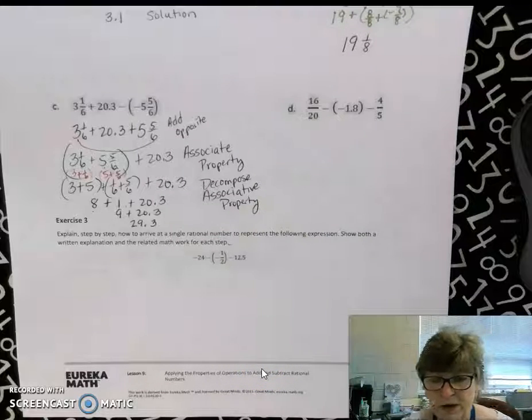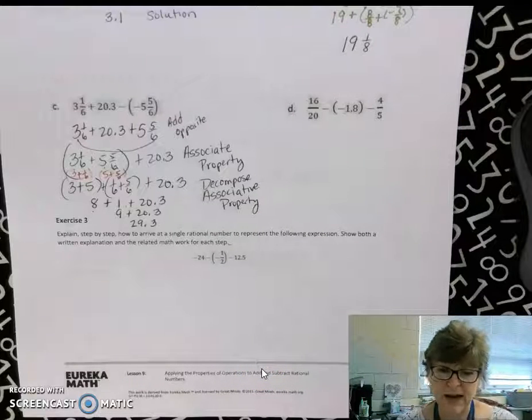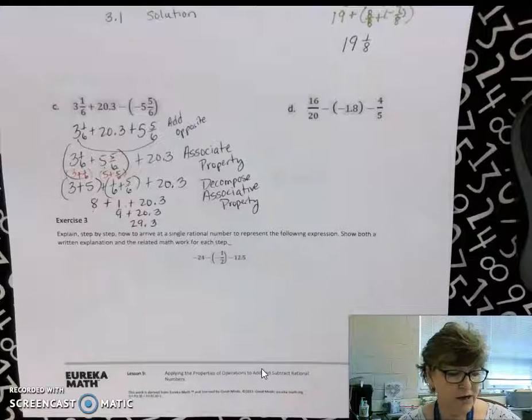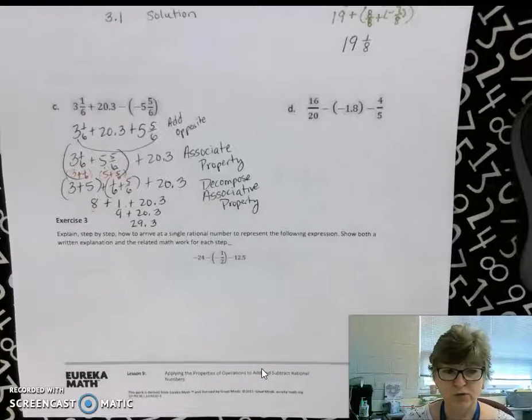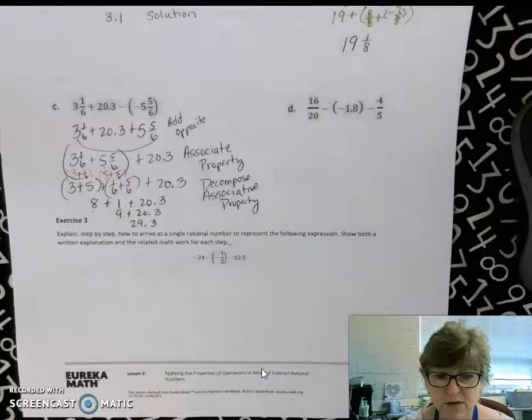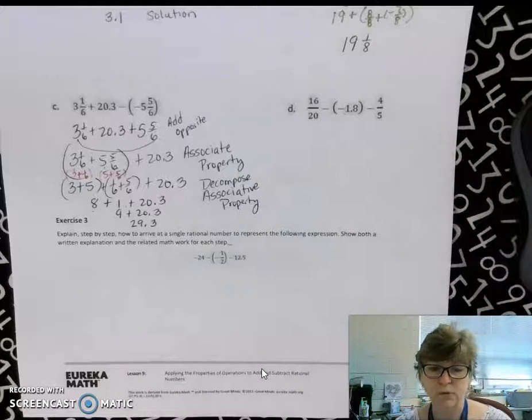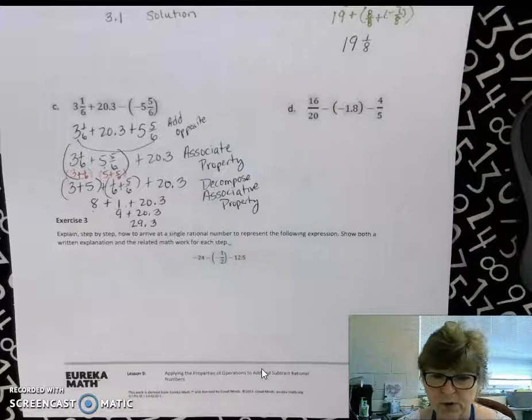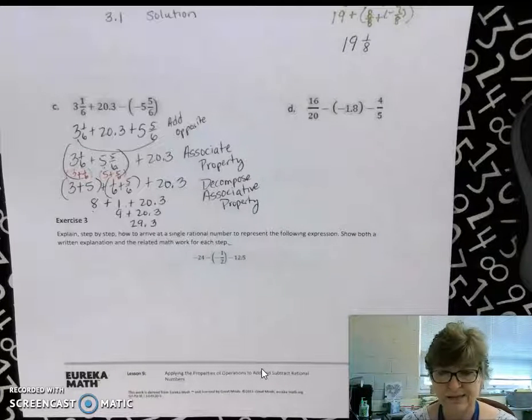We are continuing Module 2, Lesson 9. This is Part 2 on applying the properties of operations to add and subtract rational numbers. And we've been focusing on those associative properties, decomposing numbers or fractions and mixed numbers, as well as using that commutative property to make it easier.